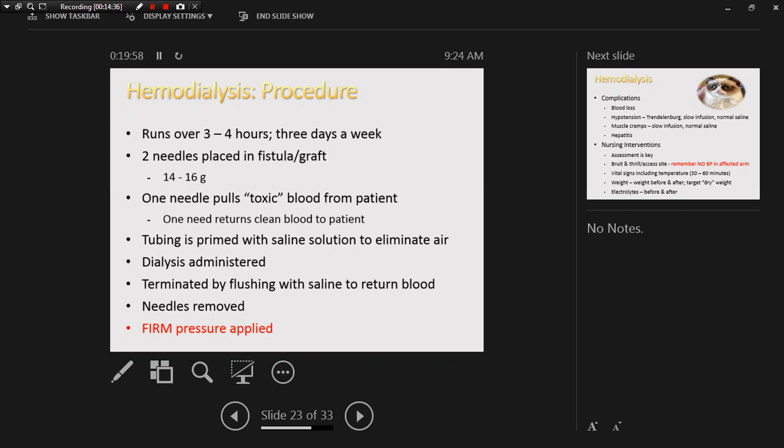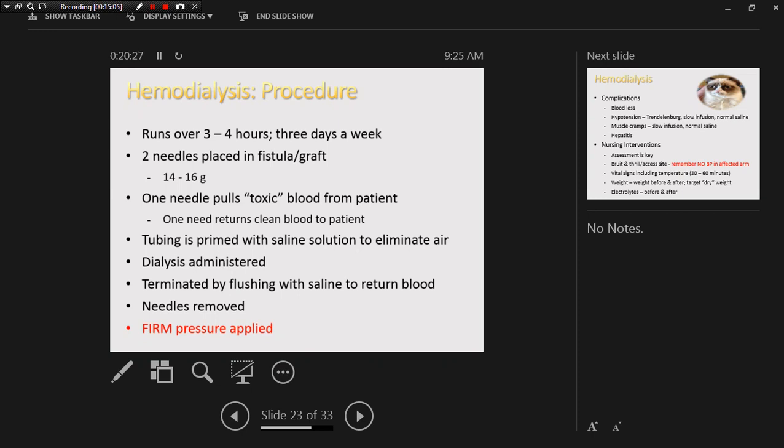So if we didn't give what was left over in the dialysis circuit back to the patient, we'd actually be dropping their blood count, which is not something that they need, right? These patients are at risk for anemias, coagulopathies anyhow. So we want to make sure that we give them all their blood back. We want to make sure that before we start the procedure, the dialysis tubing is primed adequately with saline to eliminate any air.